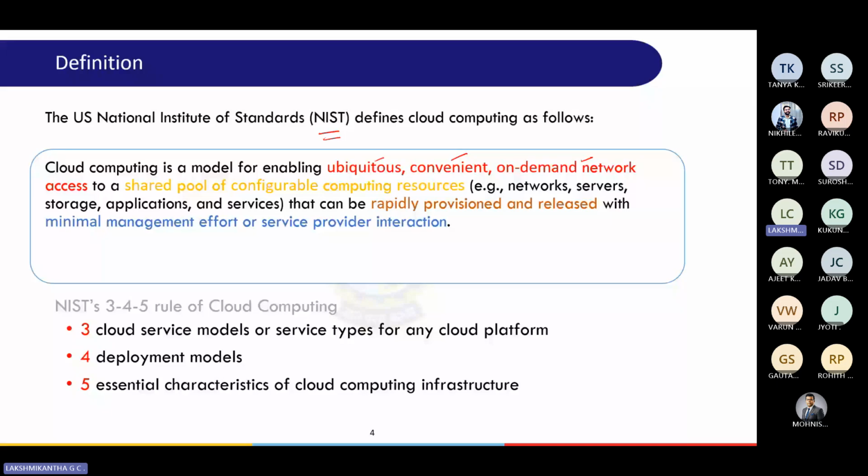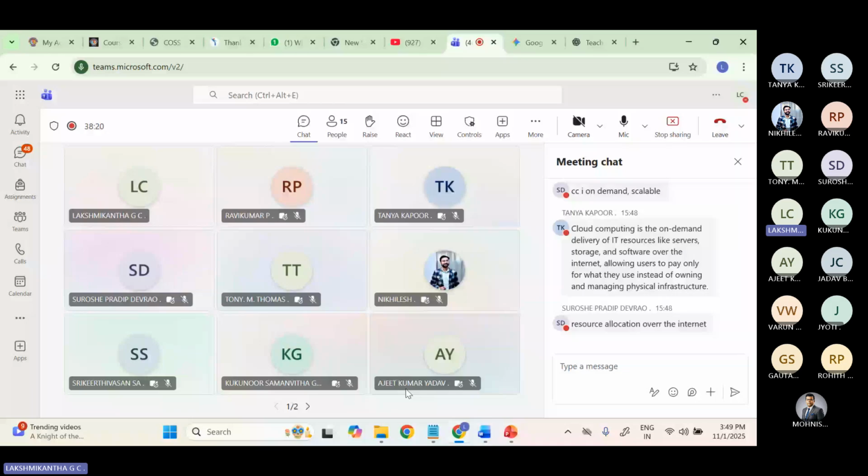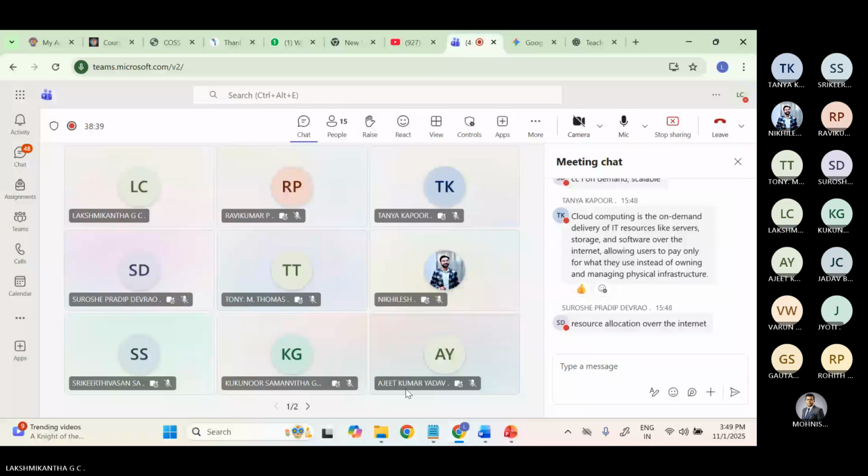Guys, what is the meaning of this? Can anyone tell me? I'm not getting any responses from the students' end. Yeah, I got a definition now. What is the meaning of ubiquitous, convenient, on-demand network access? The meaning is you can access the resources anytime, anywhere, with just an internet connection. Correct? Think of it like accessing your emails. It's always there, right? That is called ubiquitous, convenient, on-demand network access.